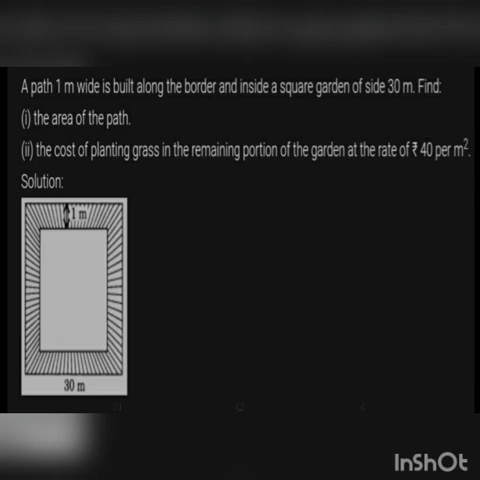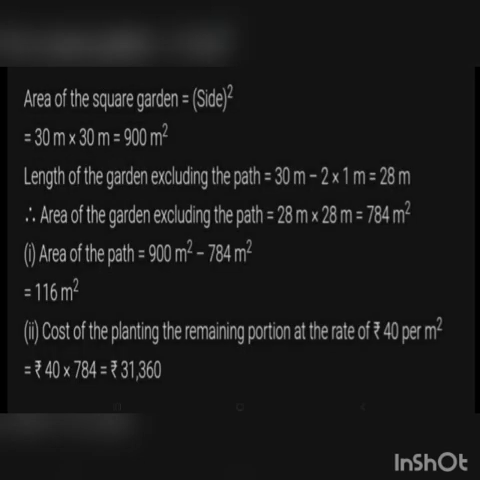First we will find the area of the larger square, that is the square garden. Then we will find the area excluding that path. Then if you subtract, you will get the area of the path. That is area of the square garden. It is a square, isn't it? So area of a square is side into side. What is the side given? 30. So 30 into 30, 900 meter square. This is the area of this whole garden.